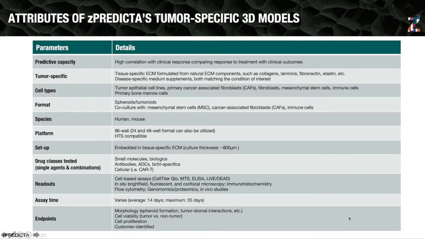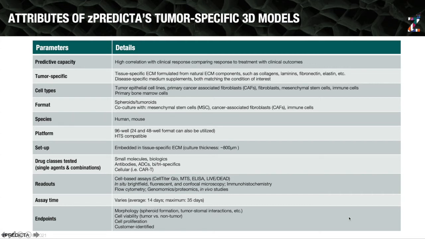So some of the attributes of our tumor-specific models is, as I just talked about, the predictive capacity, the fact that it's tumor-specific, having tissue-specific ECM with natural ECM components really made up of various raw materials, collagen, laminins, fibronectin, depending on the tissue of interest, and then disease-specific medium supplements that match, again, the tumor. So say small cell lung cancer versus non-small cell lung cancer, you're going to get 2 different sets of supplements because the circulatory environment of those patients is different.